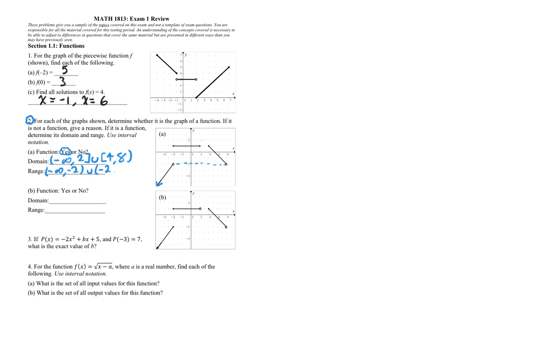And then we go up, and the highest value in our function is 1, and that is going to be a solid bracket because it's not an open dot. We have a whole line there.